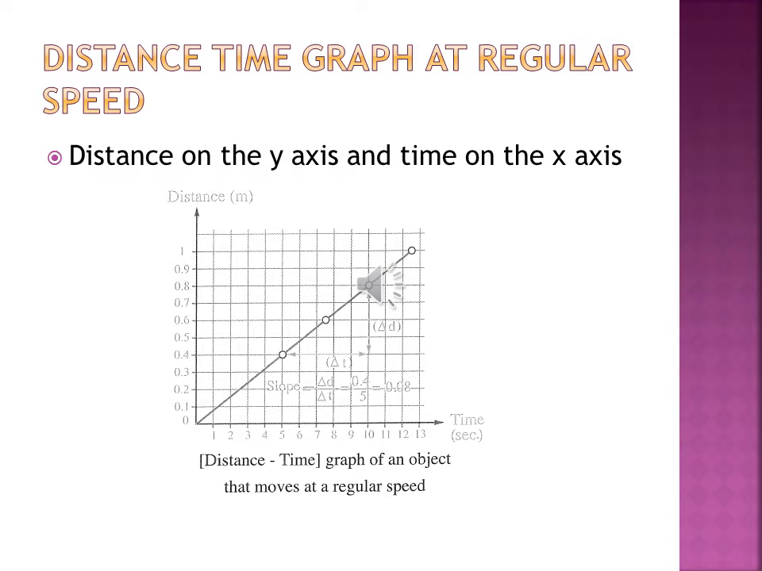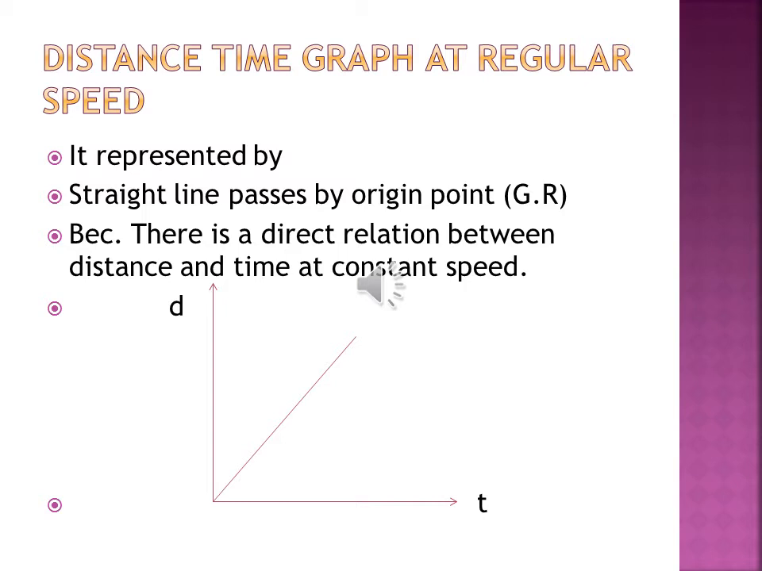Why did we say regular speed? Because if we go to the other side, we will find the speed as a constant value: 0.08, 0.08 and 0.08. So it's a regular speed because they are equal. Okay, so this is a distance time graph at regular speed.